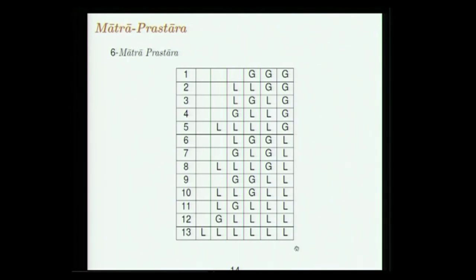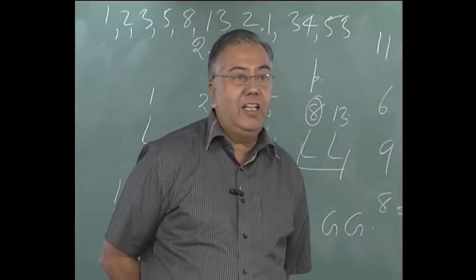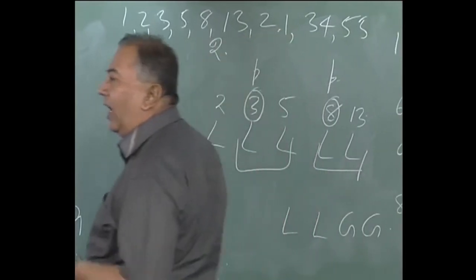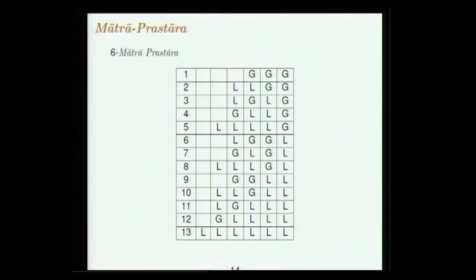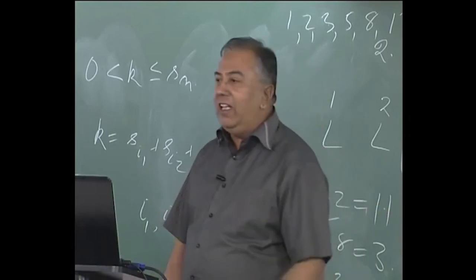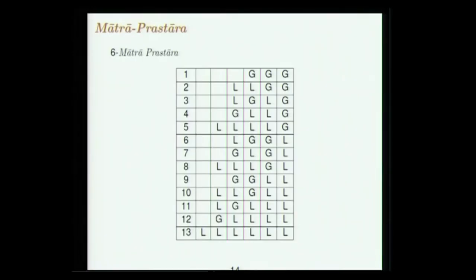So, what about the lagus? How many 6 matra vrittas are there with 1 lagu? What is the answer? 0. Because there cannot be a 6 matra vritta with 1 lagu or 3 lagu or 5 lagu. Because guru will give you a 2. There has to be at least 2 lagus to make 6 in all. So, whenever you have an even matra prastara, the number of lagus in that has to be even. When you have an odd matra prastara, the number of lagus there has to be odd. That condition does not apply to guru. So, like that, this problem is more complicated.